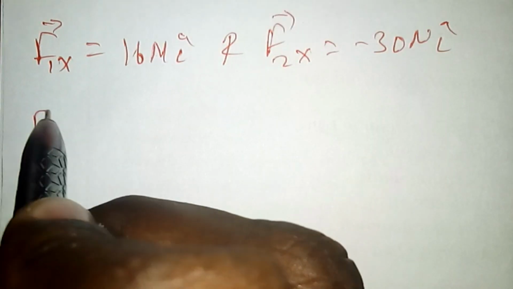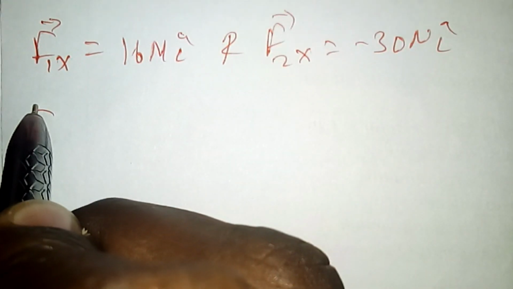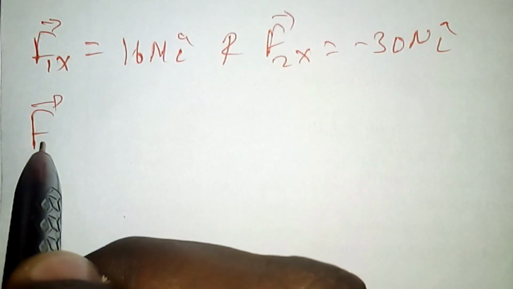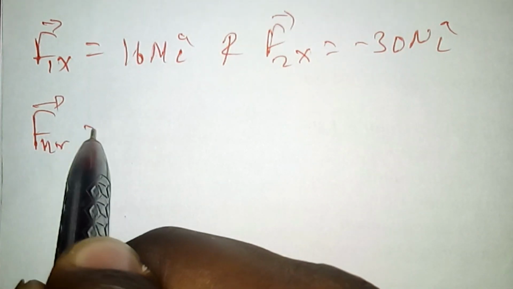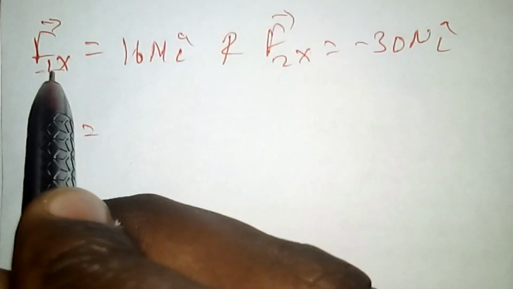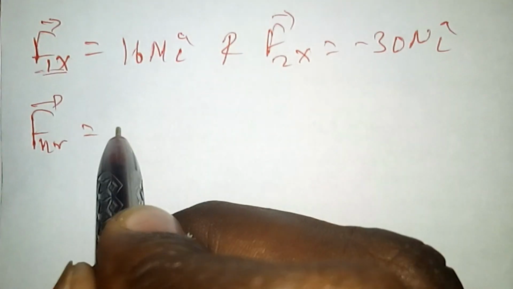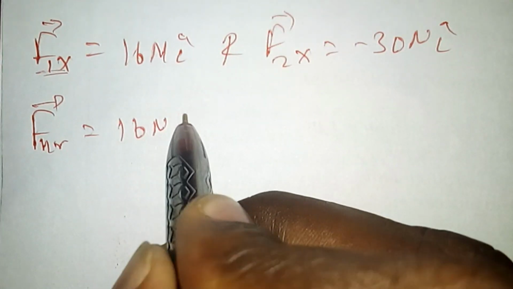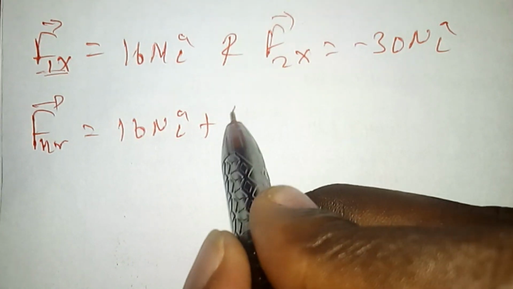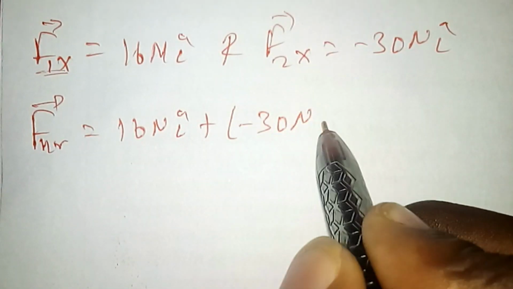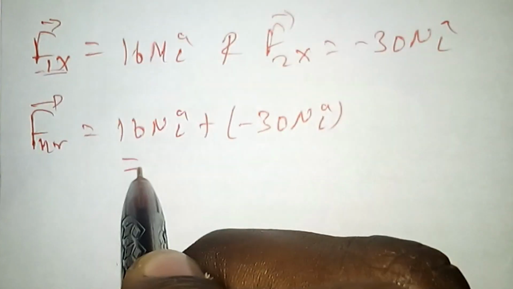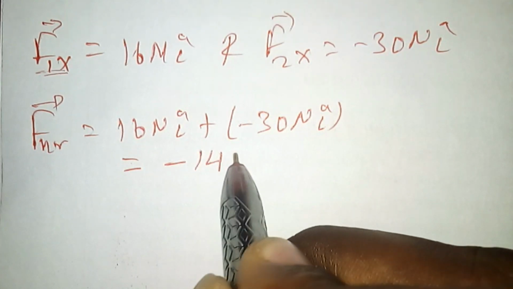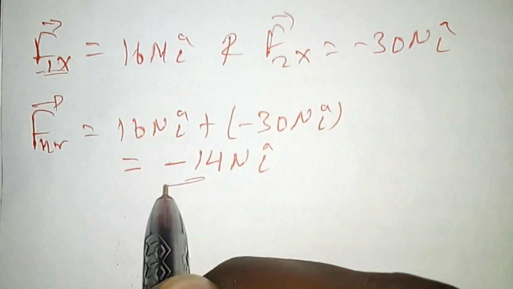So the net horizontal component of the net force is the sum of the horizontal components of force 1, which is 16 Newton i, plus minus 30 Newton i, which gives me minus 14 Newton i.